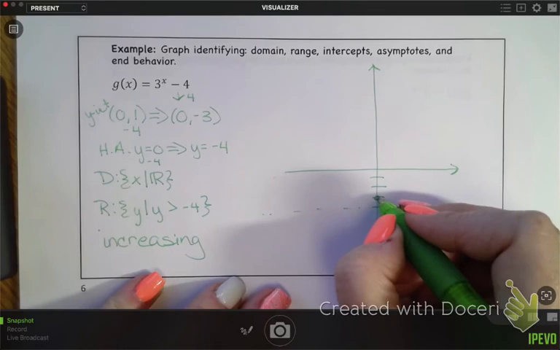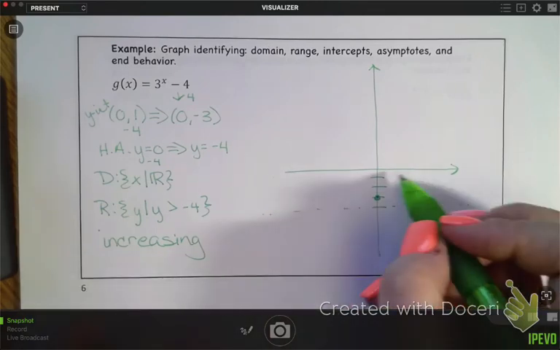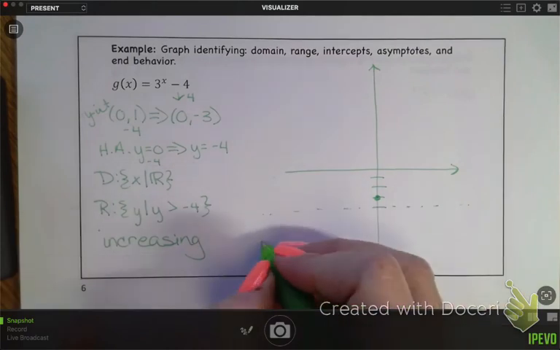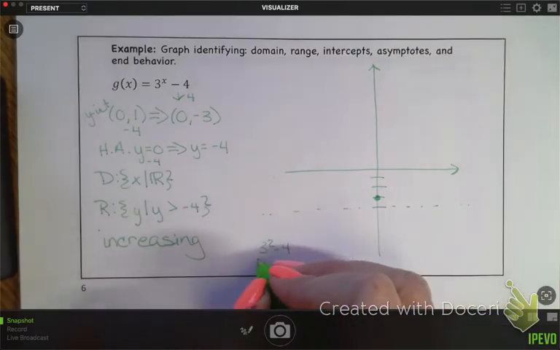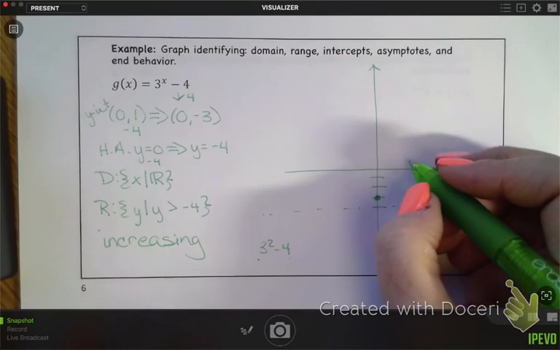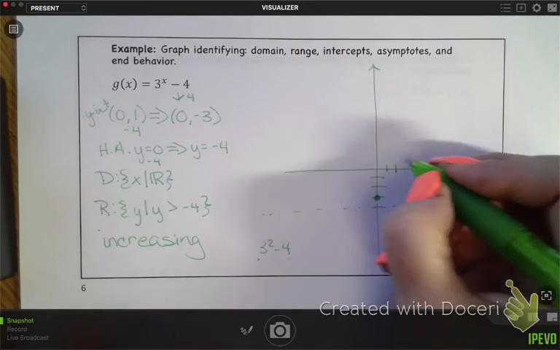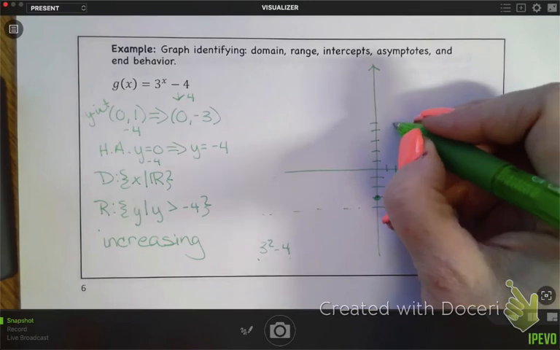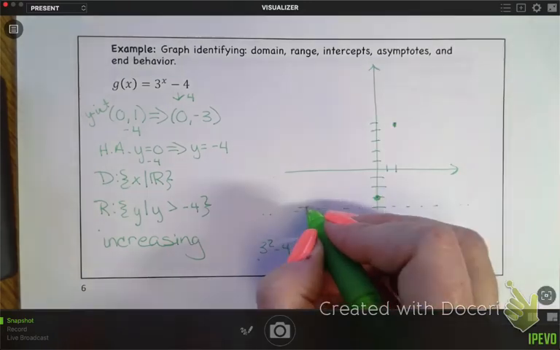My y-intercept is 0, negative 3. Let's plug something in on the right. How about 2? So if I have 3 squared minus 4, it's 9 minus 4 is 5. So at 2, 1, 2, 3, 4, 5. We've got 5. And so my graph is going to come up.